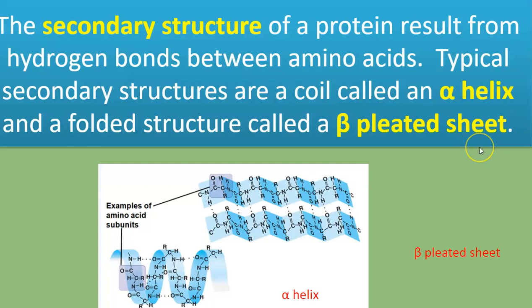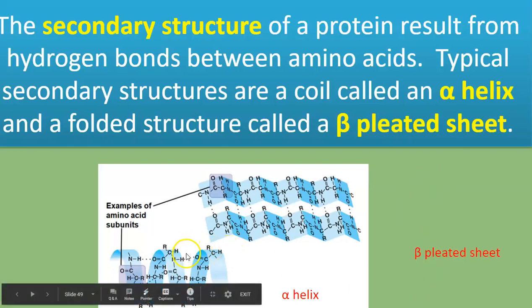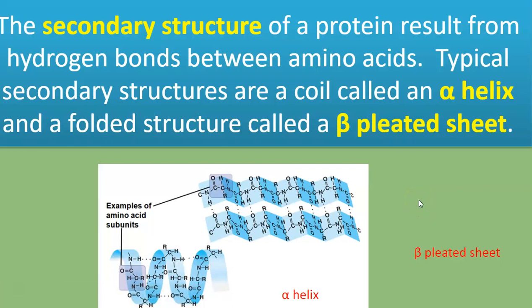The secondary structure is when those chains fold into either an alpha helix or a beta pleated sheet. So this is where hydrogen bonds come back in. Depending on where they are joined together, you will result in one of those two structures. So that's called secondary structure, the second level.